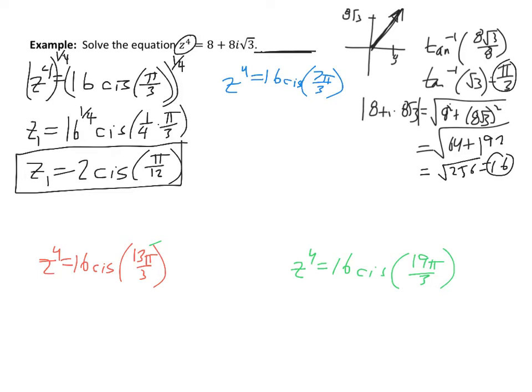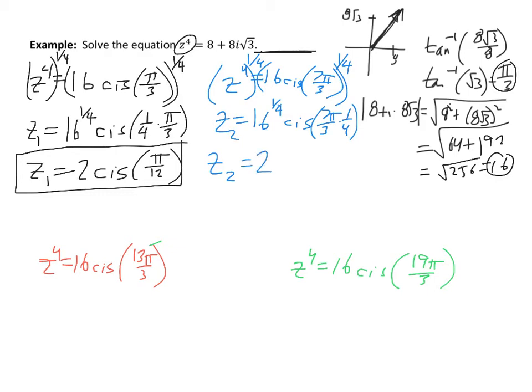We can go over to the blue one now. I'm going to do the same thing. I'm going to raise both of these to the 1/4 power. On the left, I'll have z. On the right, I'll have the 4th root of 16 cis 7 pi over 3 times 1/4. Maybe I'll call this z2 now. The 4th root of 16 is still 2, and then this is going to be cis 7 pi over 12.